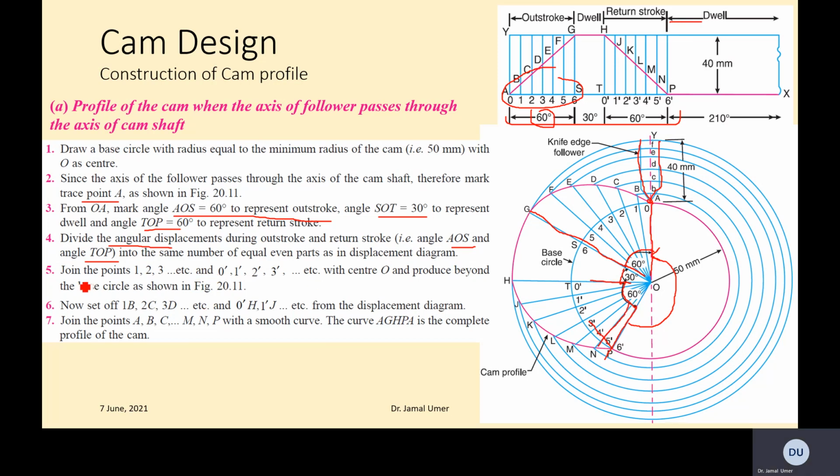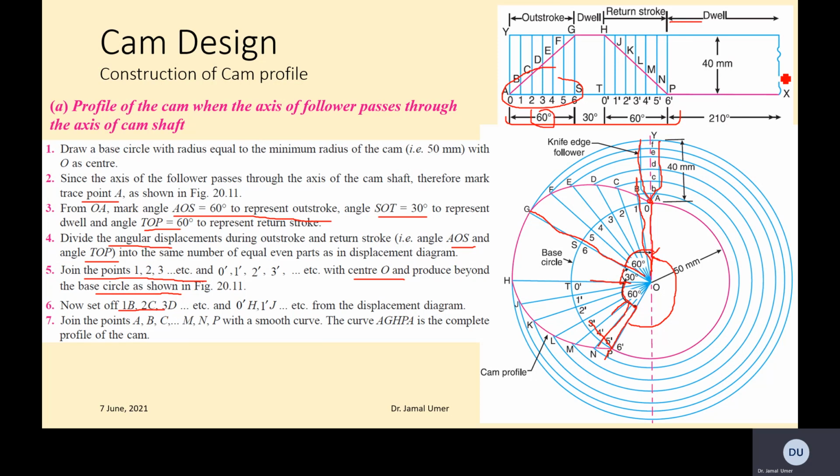Now what's next? Join the points 1, 2, 3 etc. with the center O and produce beyond the base circle as shown. So each line, for example this one, you draw forward and beyond the base circle, and you keep going. Then set off 1B, 2C, 3D.